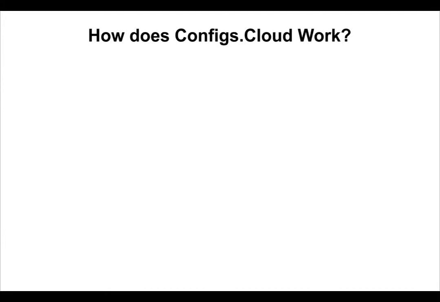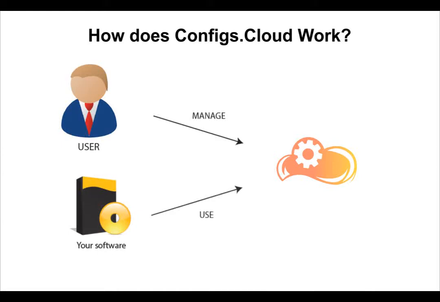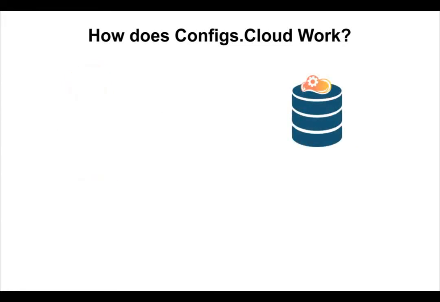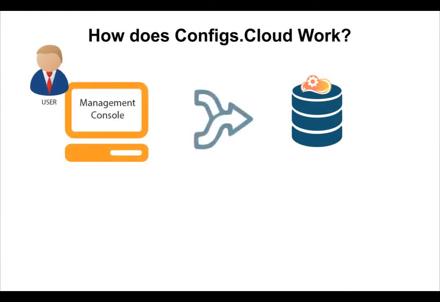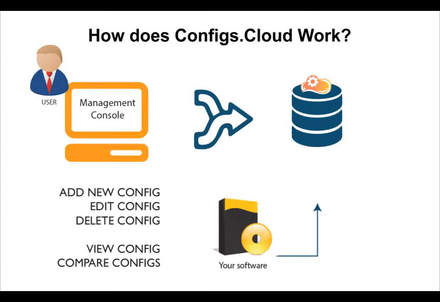In any config management solution there are two parties which interact. One is the user or person managing the configuration and the second is the software which uses the configs either at start time or at real time. With configurations stored at Configs.Cloud, you can manage configs while a software can query the configurations. There is a fully featured management console which the user can access for either editing, adding, deleting, or viewing different versions of configurations or comparing config values between environments. The software can connect and use the added data via APIs.